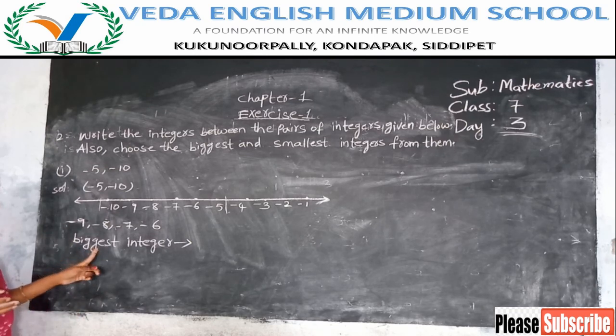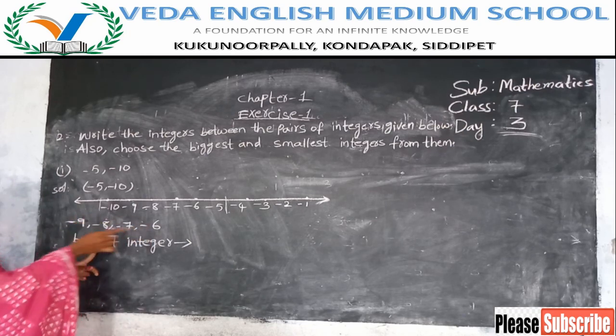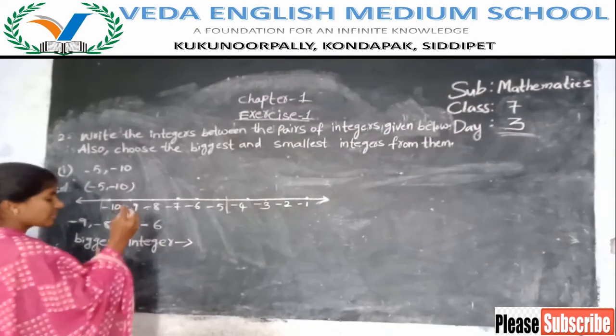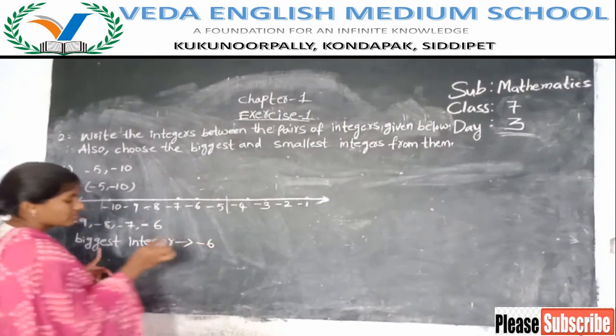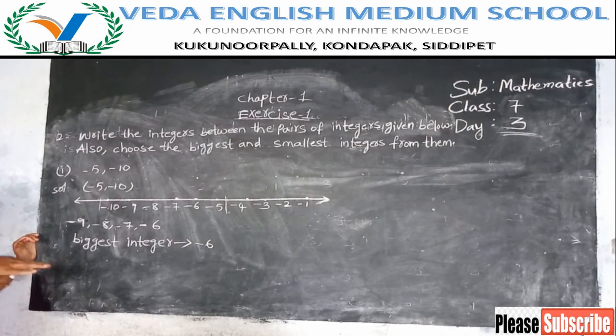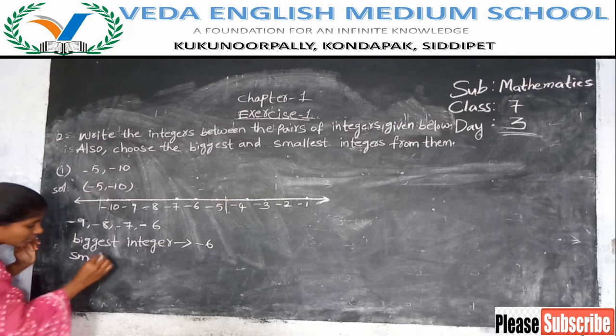Now we have to find the biggest integer. That means how to find the biggest integer? Greater number becomes smaller, smaller number becomes greater. 6, 7, 8, 9. Out of all these numbers, what is the smallest number? 6. So -6 is the greatest number. Already I said in negative numbers, the smaller number becomes greater. Biggest integer has completed. Now smallest integer.